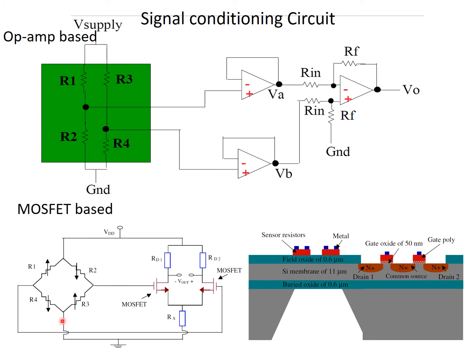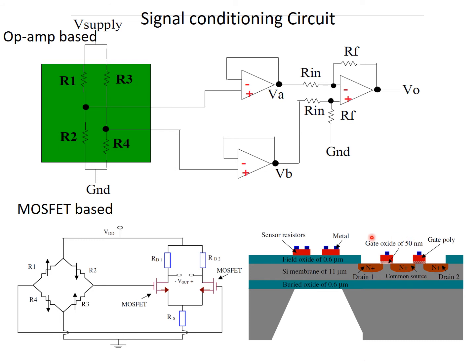So here suppose this is your bridge circuit, and this bridge circuit output, instead of connecting to the op-amp circuit, here we are just using a simplified MOSFET based differential amplifier configuration, and this MOSFET output is the V output, that is the delta V, which is a function of delta R, and that delta R was a function of delta P. So from this V out we can tell what is my applied pressure.